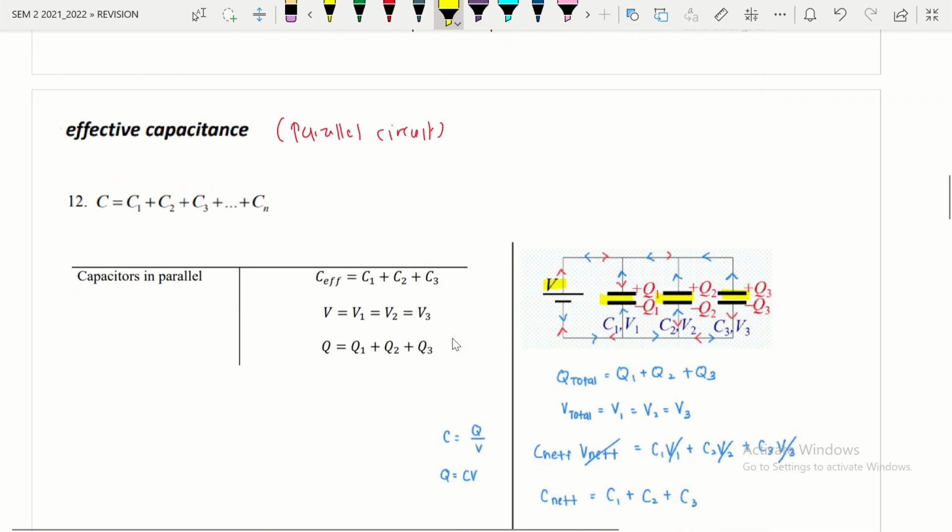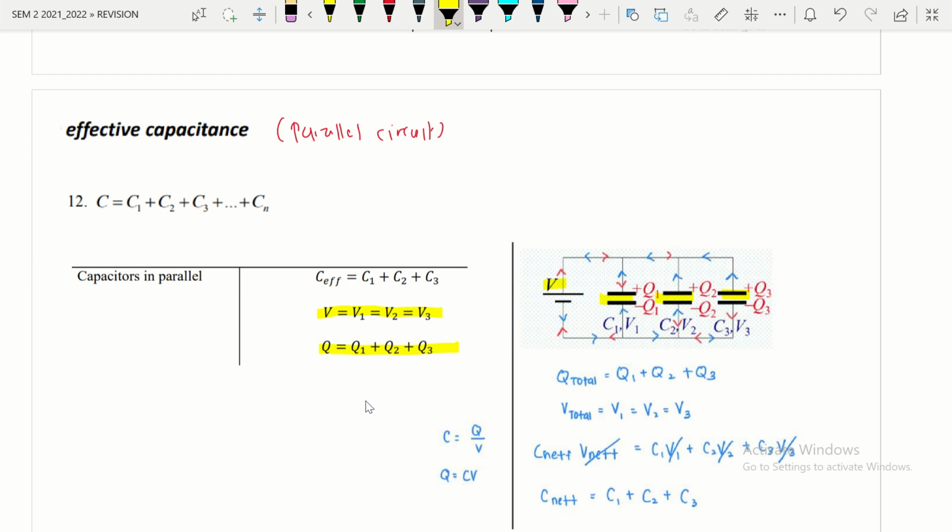Kalau untuk parallel, awak tahu rumah flat kena naik lift. So, lift tu akan guna lift yang sama je untuk naik untuk semua tingkat. Jadi, dia potential difference dia adalah sama. Potential difference, total potential difference dia akan sama dengan potential difference across capacitance 1, capacitance 2 and capacitance 3. Untuk parallel circuit, dia punya charge dah tak sama. Kita akan tambah total charge dia. Maksudnya charge across capacitance 1 tambah dengan charge across capacitance 2 tambah dengan charge across capacitance 3.